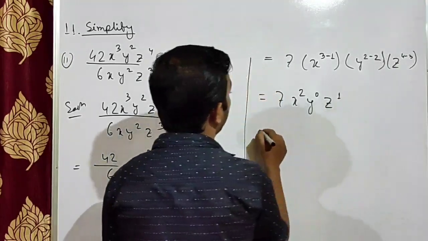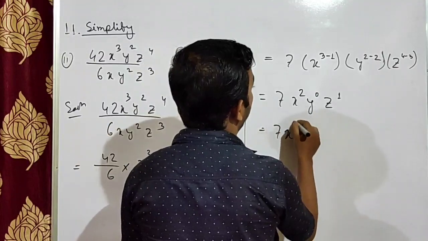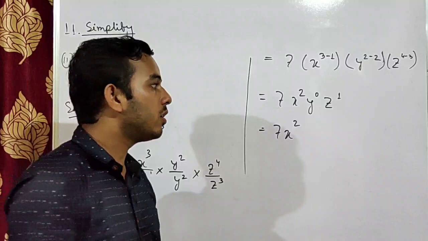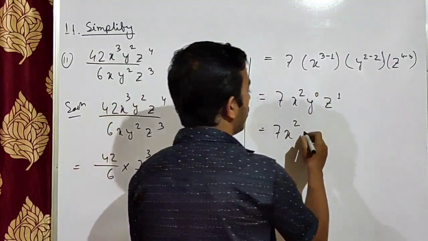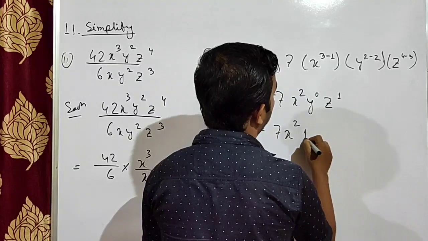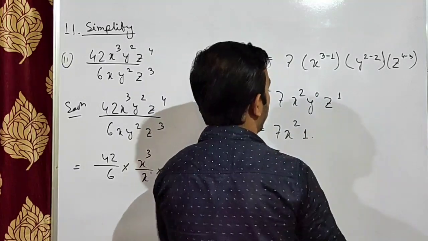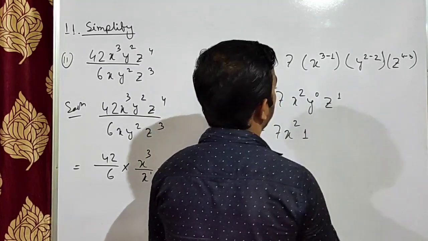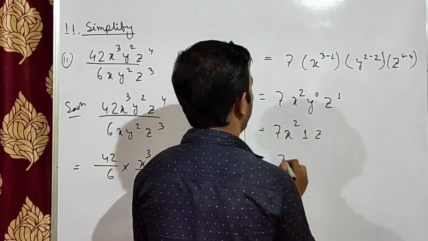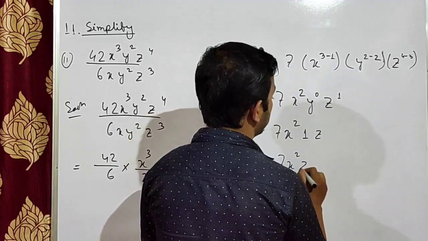Clear? Now 7 x square y to the power 0. Anything to the power 0 means what? 1, so no need to write y. All of them are multiplied. Then z to the power 1 means what? z. Clear? So it will be 7x square z.